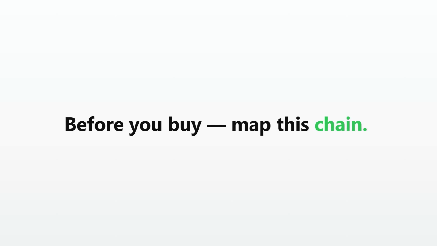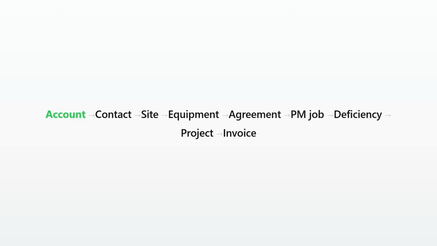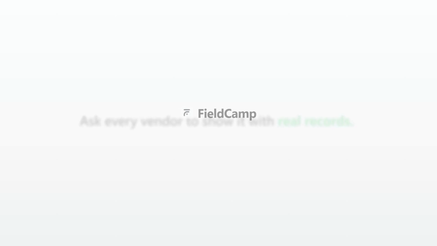So before you buy commercial HVAC software, map this chain: contact, site, equipment, agreement, PM job, deficiency, project, and invoice. Then ask every vendor to show that exact relationship using real records. You can see FieldCamp's model at docs.fieldcamp.ai/datamodel.